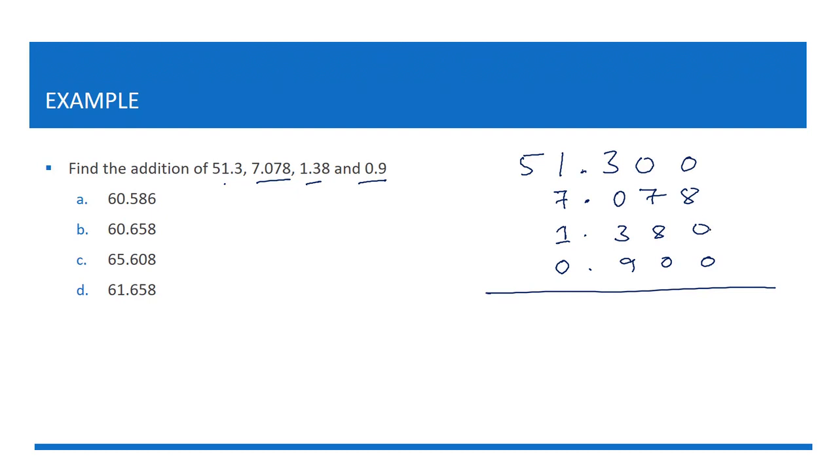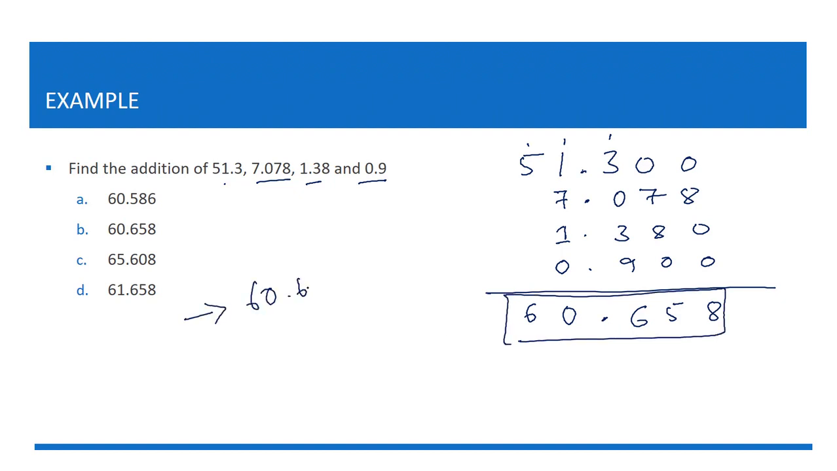0 plus 8, 8, 8 plus 0, 8, 8 plus 0, 8, right? 0 plus 7, 7, 7 plus 8 is 15, 15 plus 0 is 15, 5, 1 carry. So 3 plus 1, 4, 4 plus 3, 7, 7 plus 9 is 16, 6, 1 carry, right? 1 plus 1, 2, 2 plus 7, 9 plus 1 is 10, 0, 1 carry and 6, 5 plus 1 is 6. So place the decimal point here. So the answer for this is 60.658.